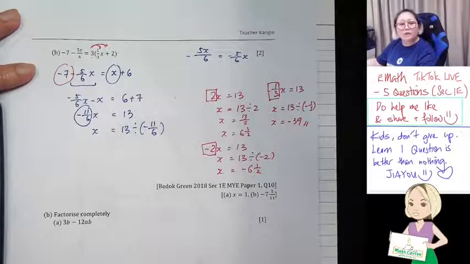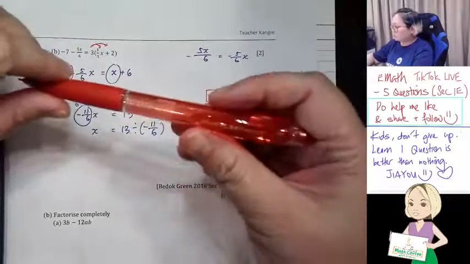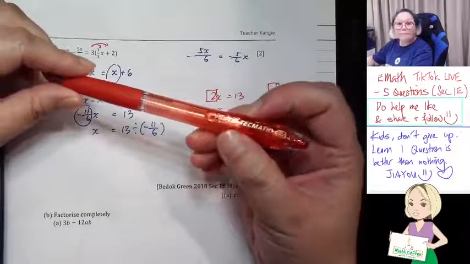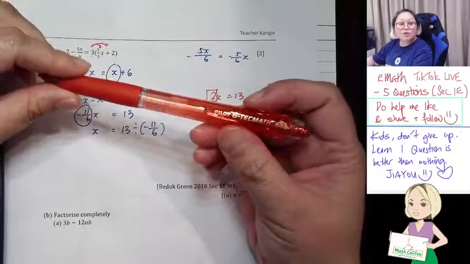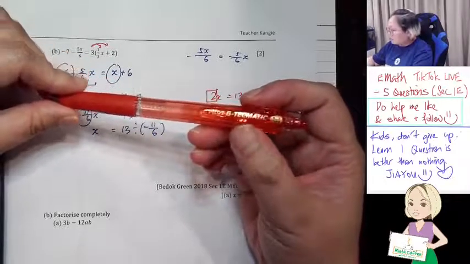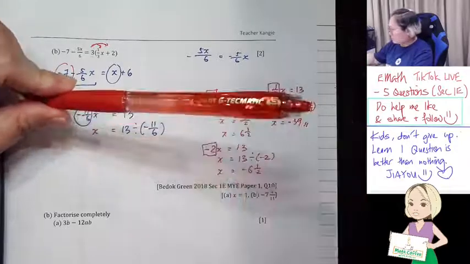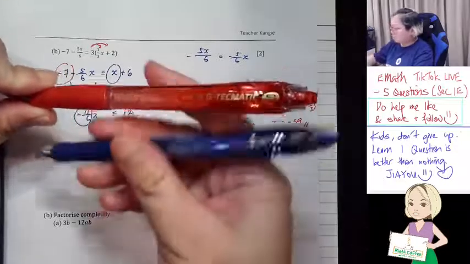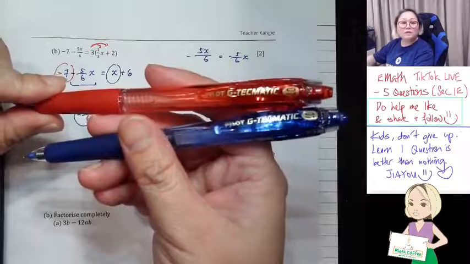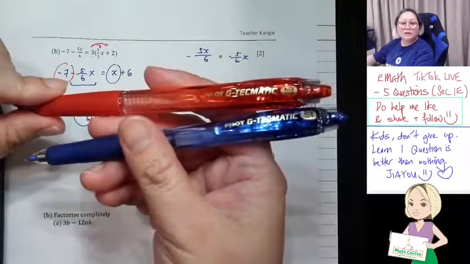What pen are you using? This one? I'm using Pilot G Tagmatic 0.7. This pen is very good to write. Both. Okay.